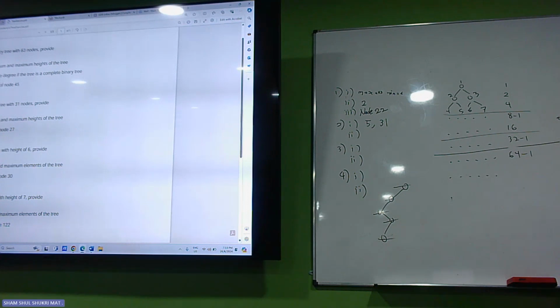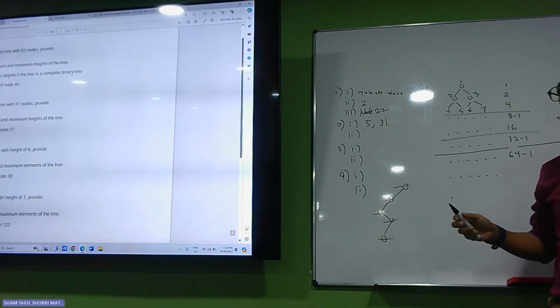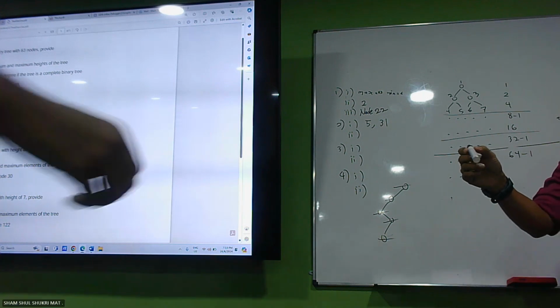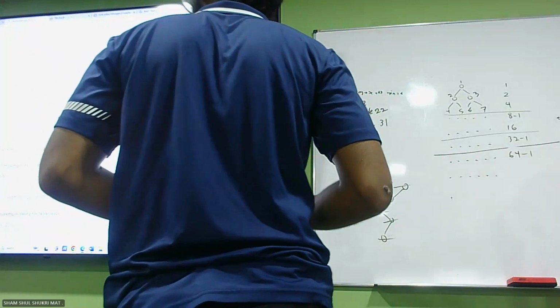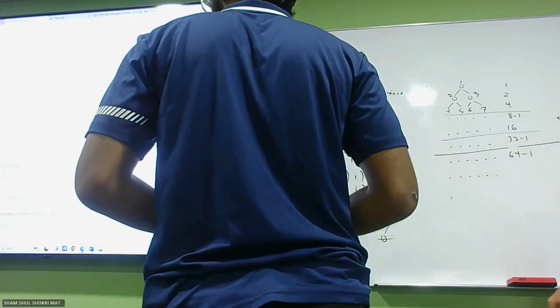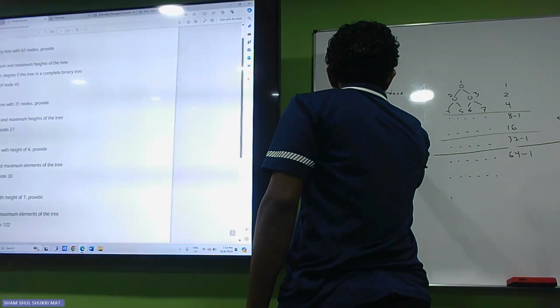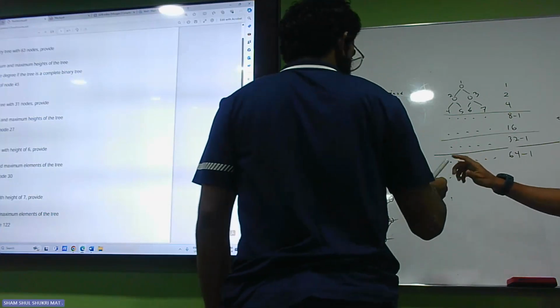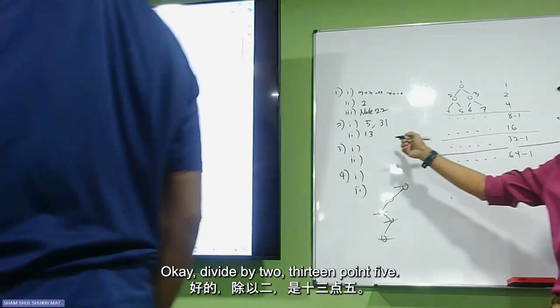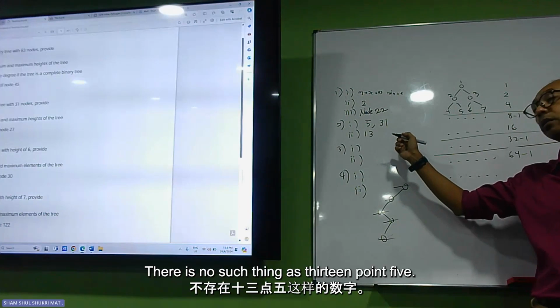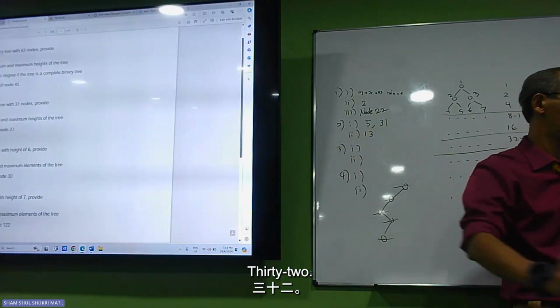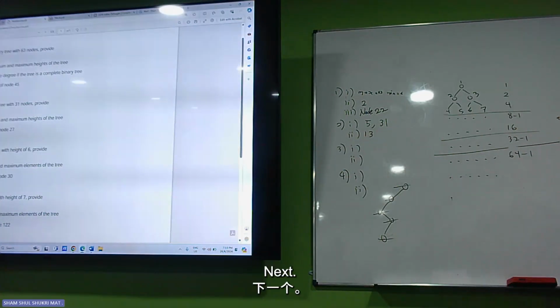Next. Okay, divide by 2, 13.5. There is no such thing as 13.5, so 13. Next.